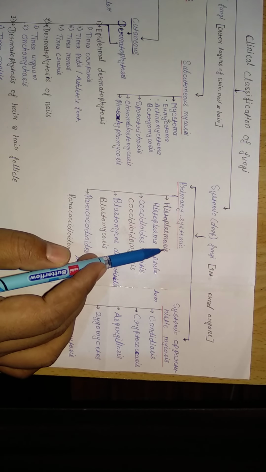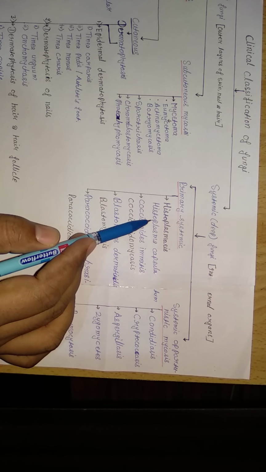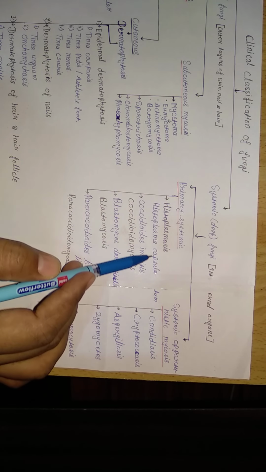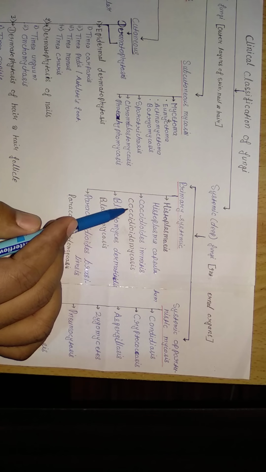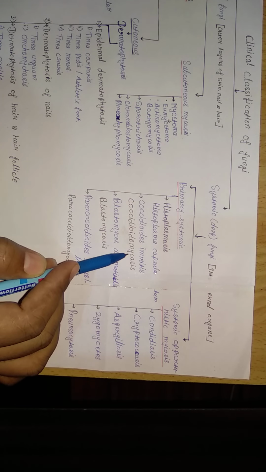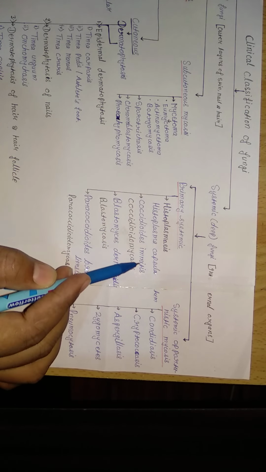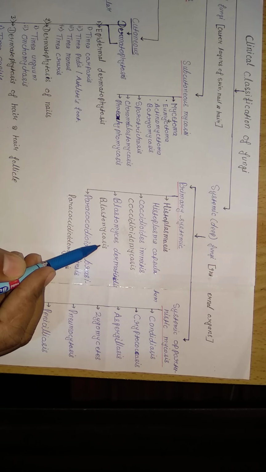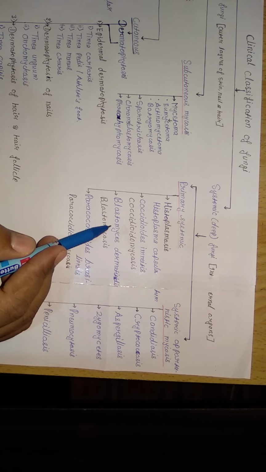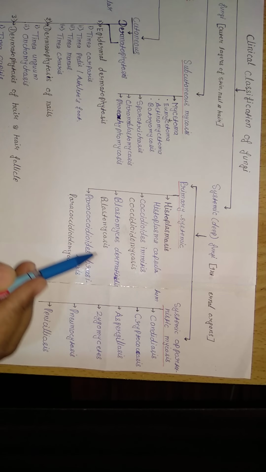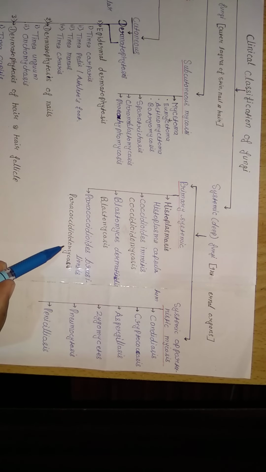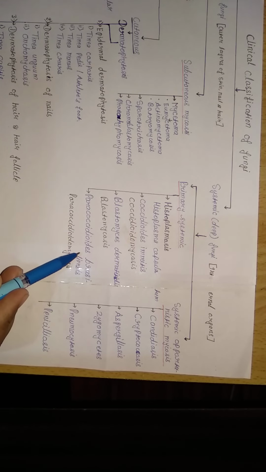Histoplasmosis is caused by the fungus called Histoplasma capsulatum. Coccidioidomycosis is caused by Coccidioides immitis. Blastomycosis is caused by the fungus called Blastomyces dermatitidis, and paracoccidioidomycosis is caused by Paracoccidioides brasiliensis. These are the fungi which cause these types of fungal infections.